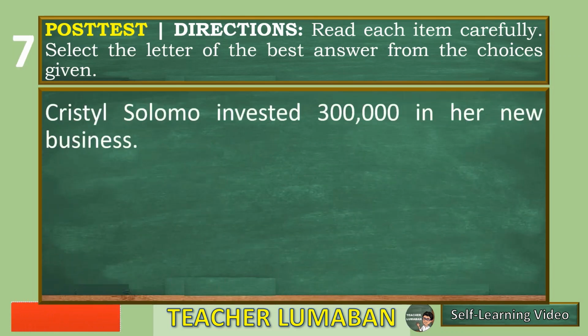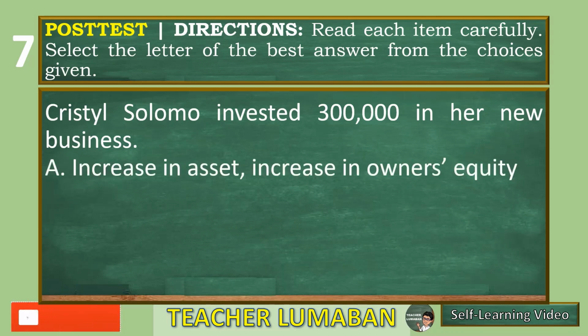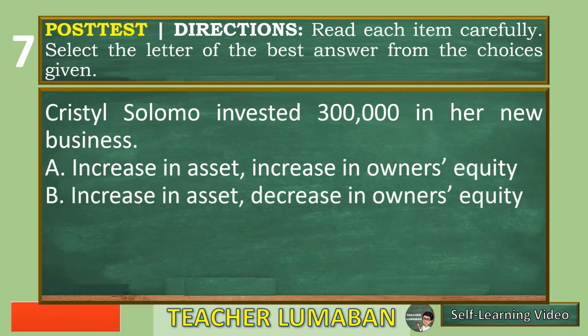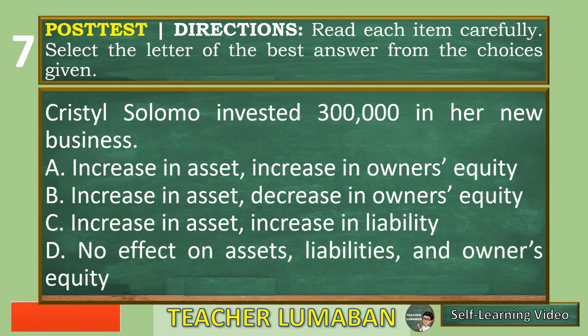Crystal Salomo invested $300,000 in her new business. A. Increase in asset, increase in owner's equity. B. Increase in asset, decrease in owner's equity. C. Increase in asset, increase in liability. D. No effect on assets, liabilities, and owner's equity.